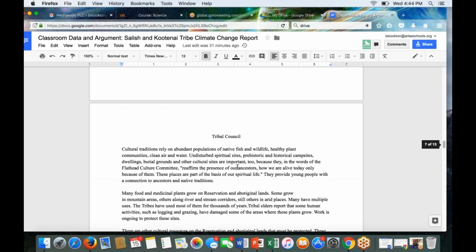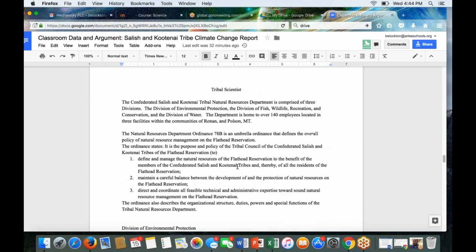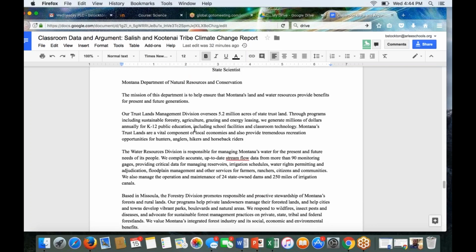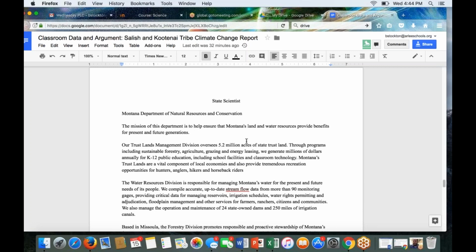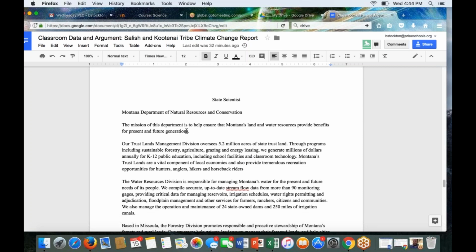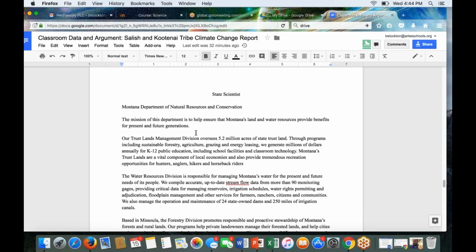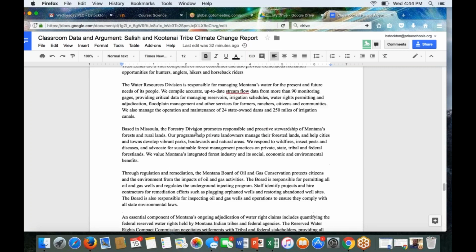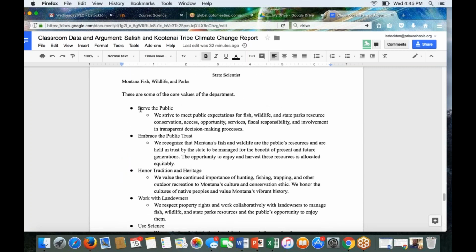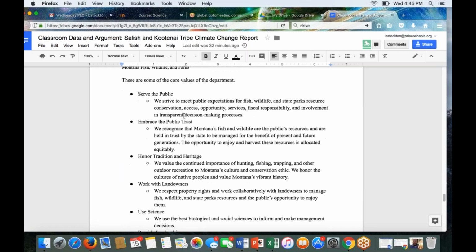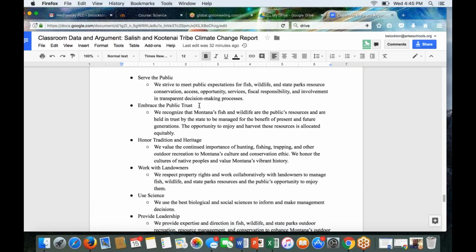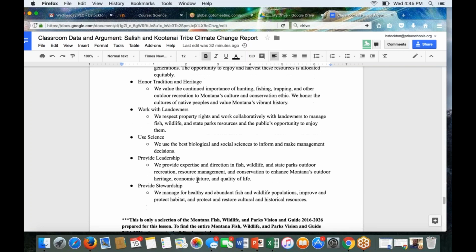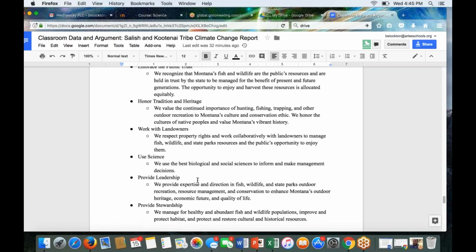And so when we look at their mission statements, if I can get down here to the state scientist one, their mission statements are about ensuring that Montana's land and water resources are providing benefits for future generations. So they still have that longevity in mind, but how that longevity looks to them is different. And when you get a little closer into the document, you start to see things like their core values are serving the public, embracing the public trust, working with landowners, providing leadership. And so they do overlap, but there are also some things that I definitely think are important to point out to students.